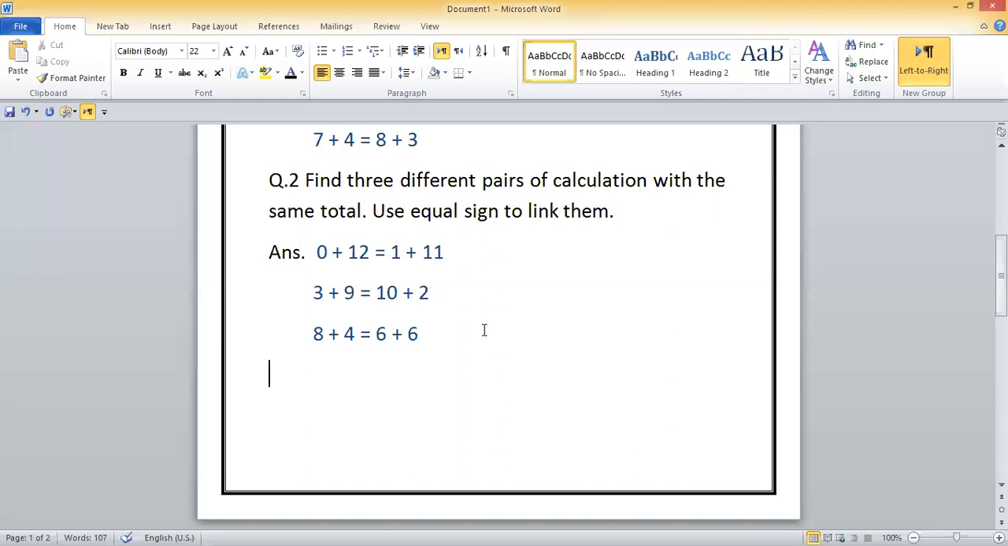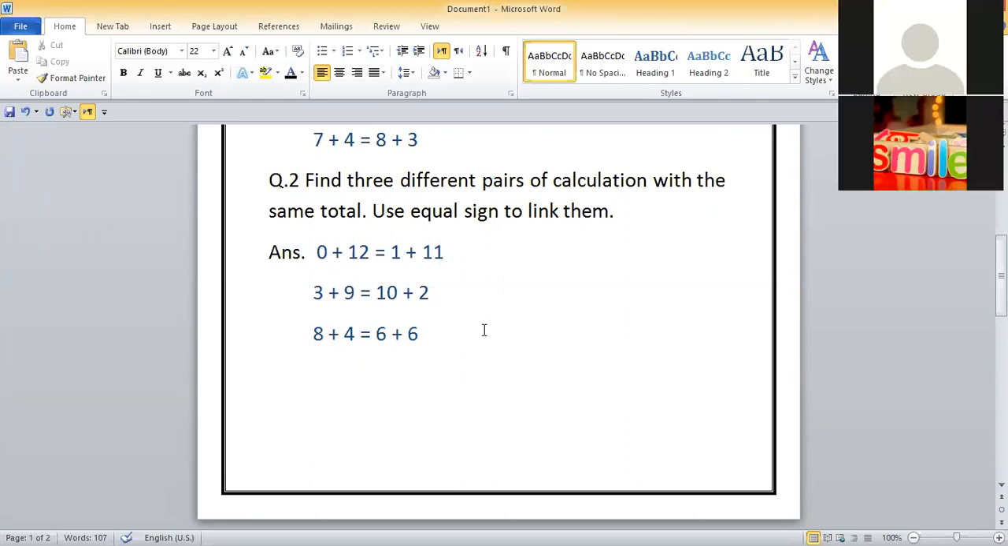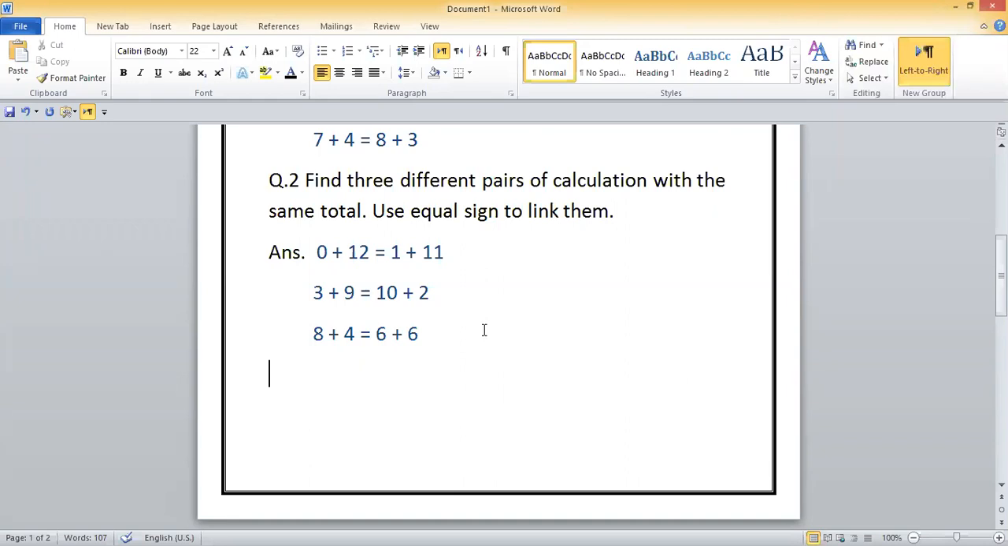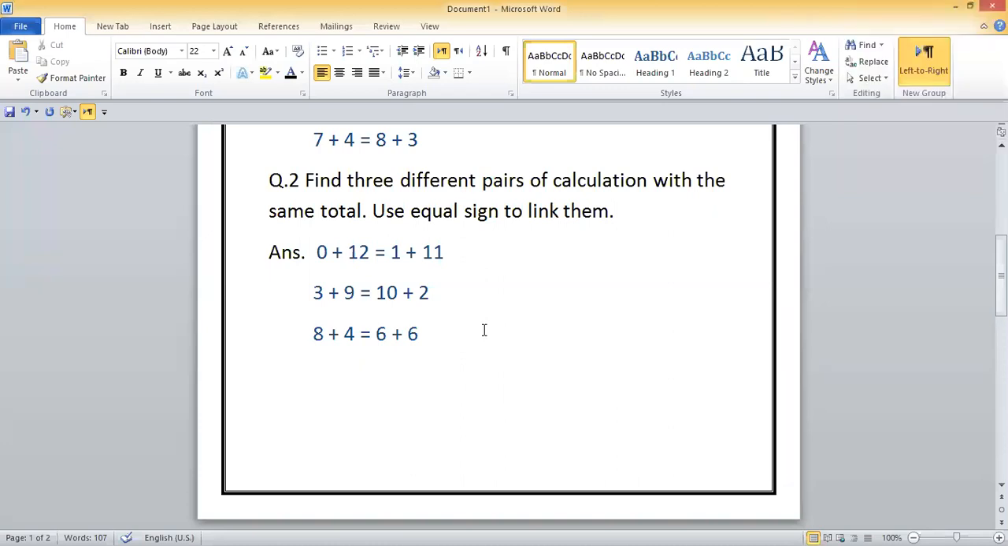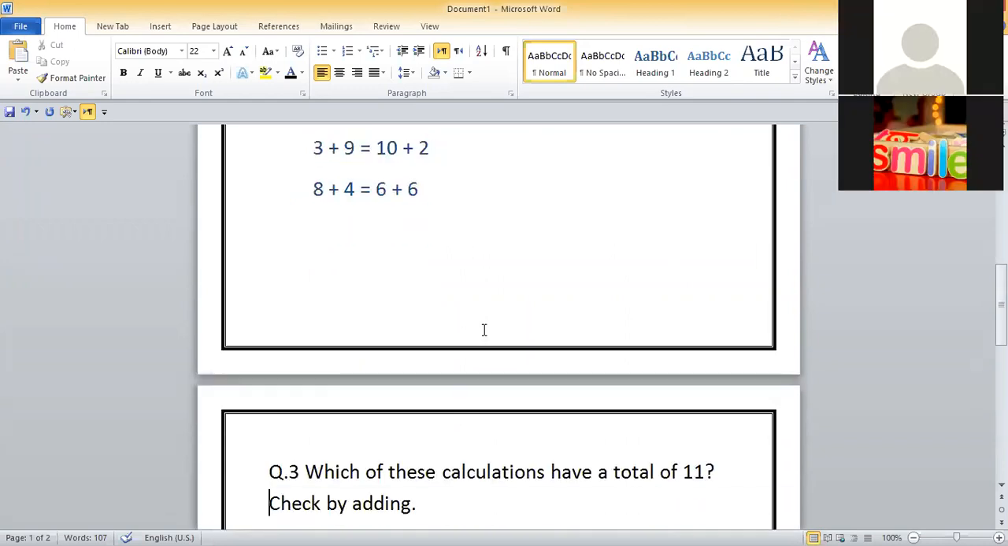Here you are finding three different pairs of calculation with the same total, and if you are asked for a total of, let's suppose, 13, you can say 0 plus 13 or 1 plus 12 or 2 plus 11 or 3 plus 10, 4 plus 9, 5 plus 8, and that way you can find the pairs for 13 also. Okay, now one minute is finished.